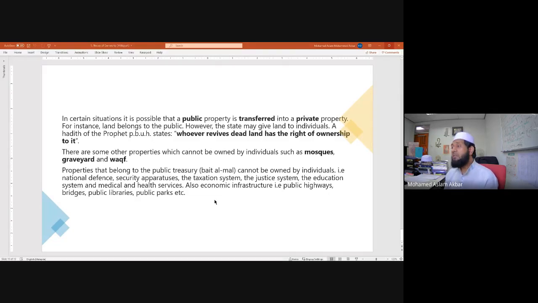There are also some properties, like waqf property, for example mosques and graveyards, the qubur and all. This is also public property. Nobody can own it. Property that belongs to the public treasury, the bait al-mal, cannot be owned by an individual. Also the systems, like we have the national system, security, the taxation system, the justice system, the legal system, the mahkama, courts, the universities, for example. See, this university is a public university. Medical and health services, infrastructure, public highways, bridges, public libraries, public parks. All of this cannot become private. It has to be public.